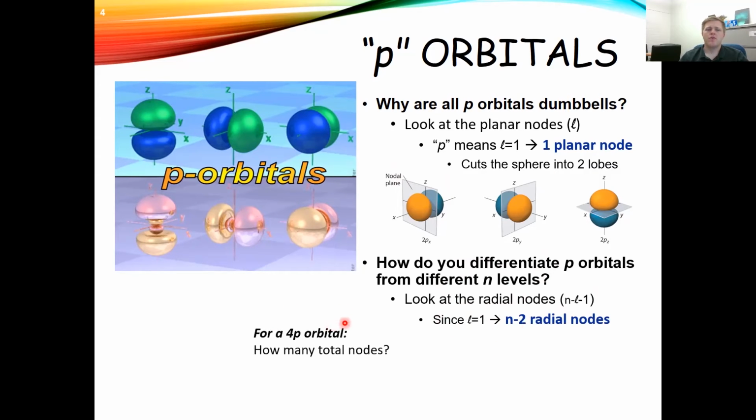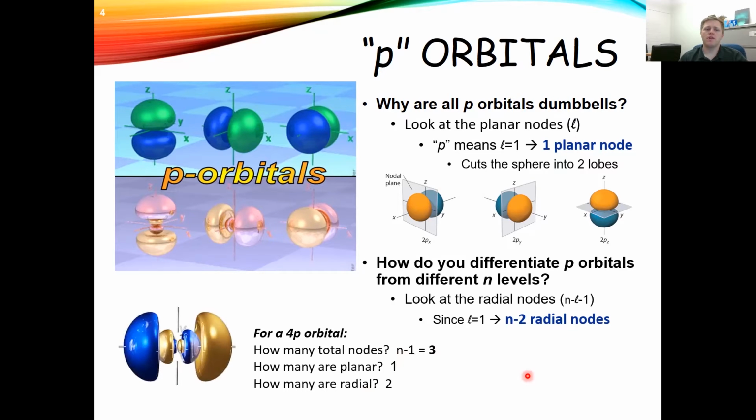So for a 4p orbital, how many total nodes do I have? Well, you have an n value of 4, and 4 minus 1 is 3. So you have 3 total nodes. How many are going to be planar? Well, this is still an L of 1, so you're going to have 1 planar node. And then how many are going to be radial? Well, I have 3 total minus 1, so I have 2 left to be radial nodes.